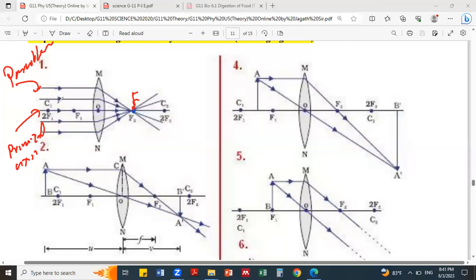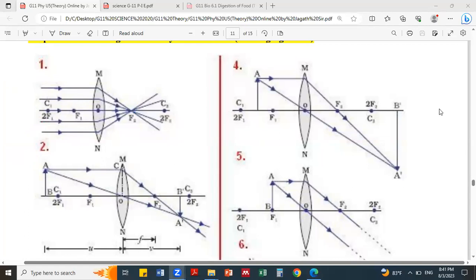Therefore, where's the object now? These rays are coming from which object? Far away object. We call it infinity. From the sun or moon, the object is what? At infinity. If you want to write near this one, number one is what? Object is at infinity. Where's the image? Image is at focal point.